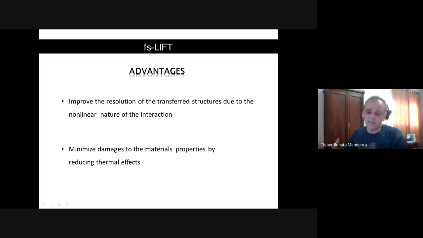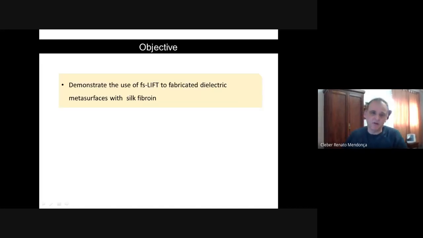Okay, what are the advantages of LIFT in our specific case? Because we use femtosecond pulses, it improves the resolution of the transferred materials or structures because of the nonlinear nature of the interaction, and at the same time, it minimizes the damage to the material properties by reducing some thermal effects. So it looks like a very interesting approach for producing metamaterials.